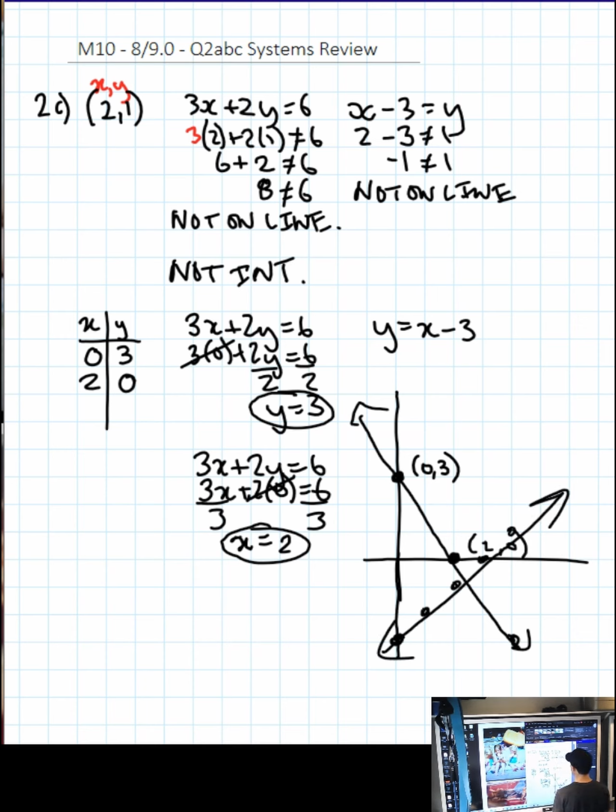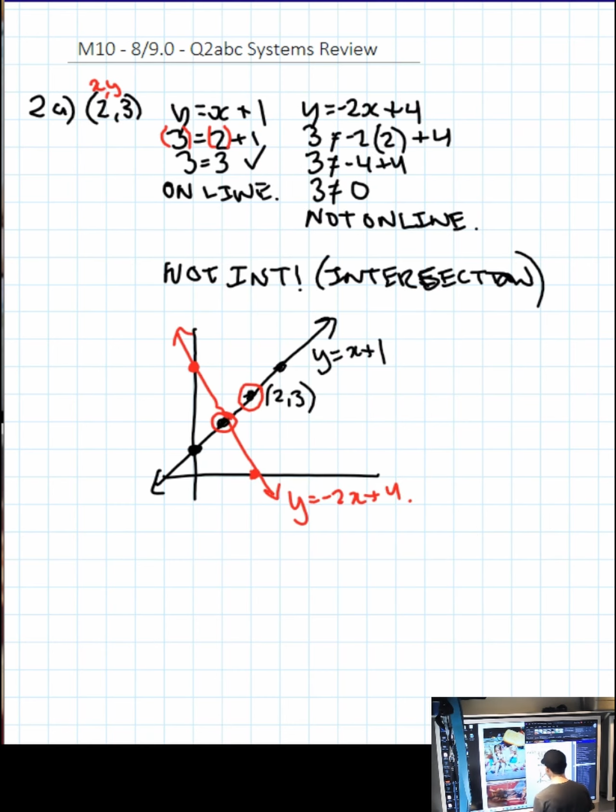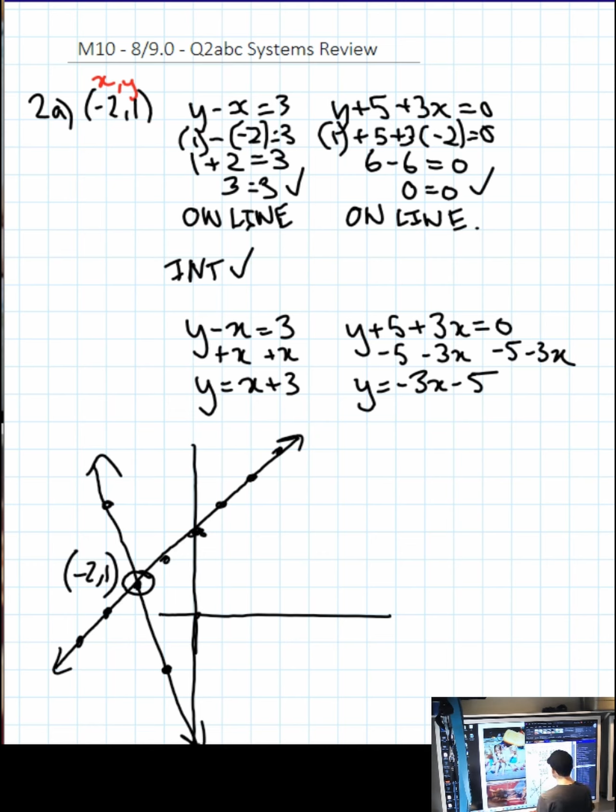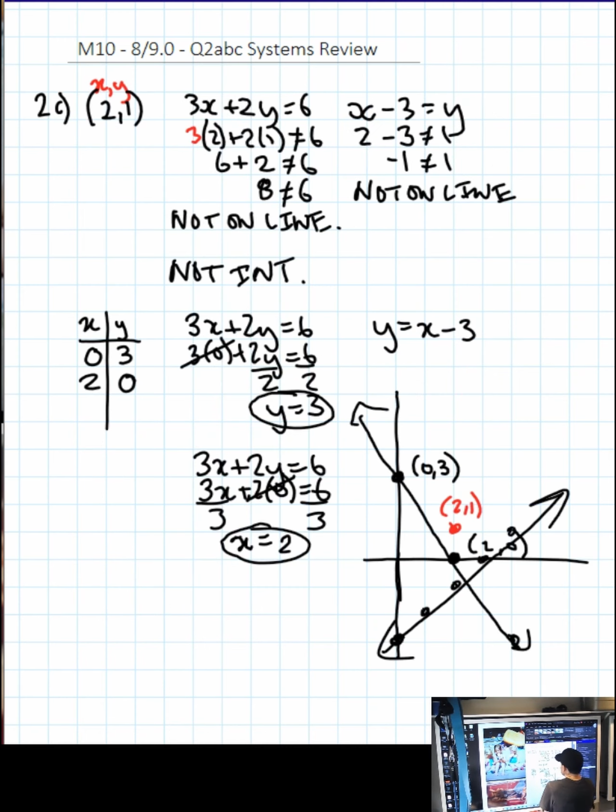Whoops, missed that last point. And we can clearly see that the point (2, 1) is not on both lines, and obviously, therefore, not the intersection. So, in review, we have question number 2A, where it was on one line, so obviously not on the intersection, and it doesn't matter that it's not on the other line. In 2B, it was on both lines, and therefore the intersection. If it's not on both lines, it's just not the intersection, obviously, in 2C.